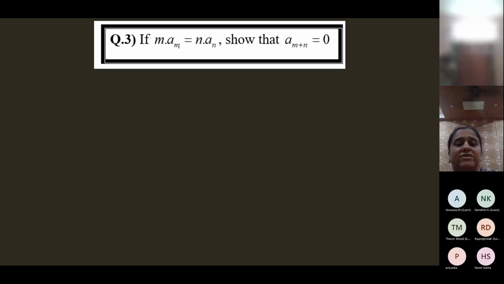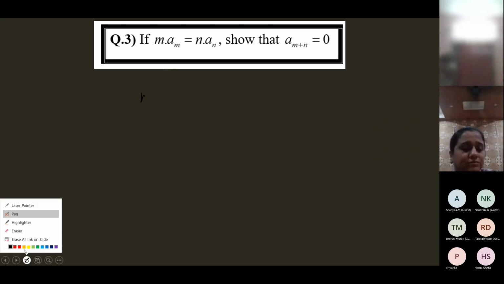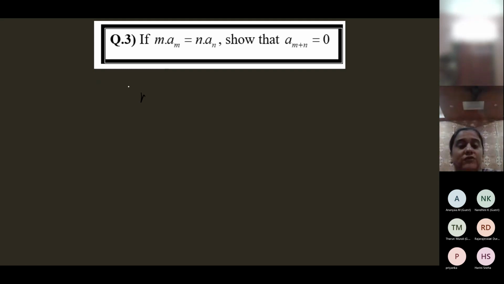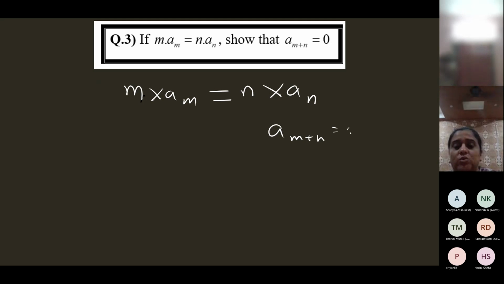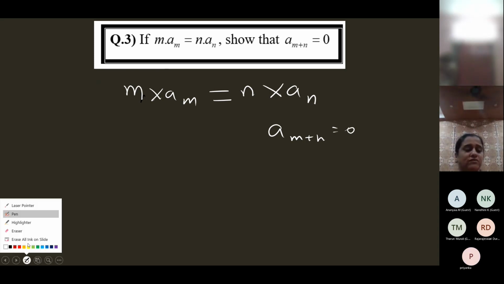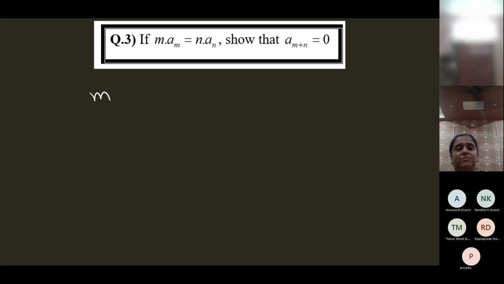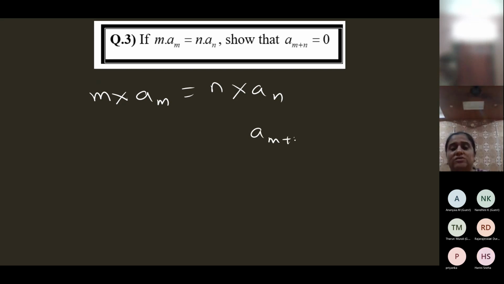So here, if m times the mth term is equal to n times the nth term, then show that the m plus nth term is 0. So how do you read this information in words? If m times the mth term is equal to n times the nth term, then show that the m plus nth term is 0.